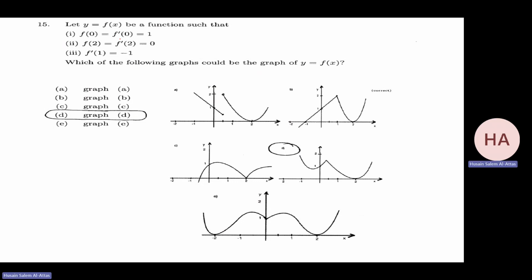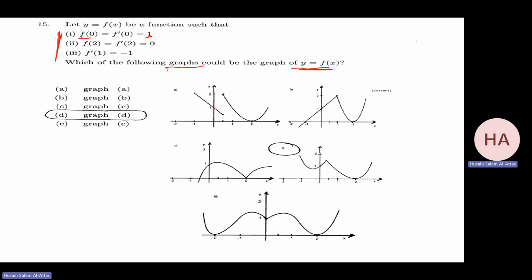He gave me a function with some conditions. I'm told which of the following graphs could be the graph of this function. To solve this question, you need to do it by deletion, by canceling the wrong ones. So I do it first. He says f of 0 equals 1. Forget about the derivative, then I'll come to the derivative. F of 0 equals 1.